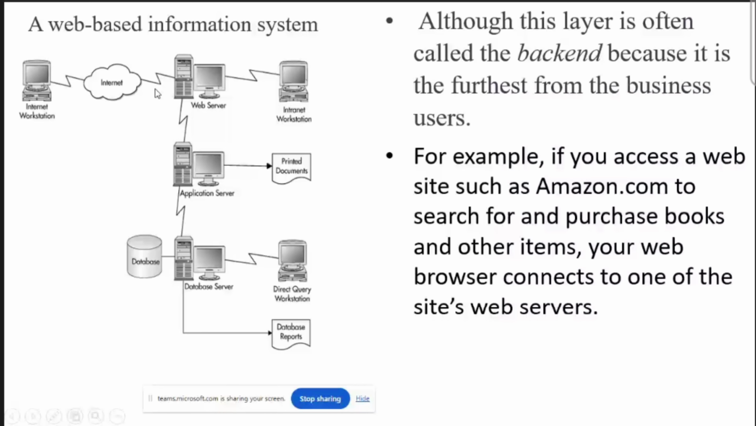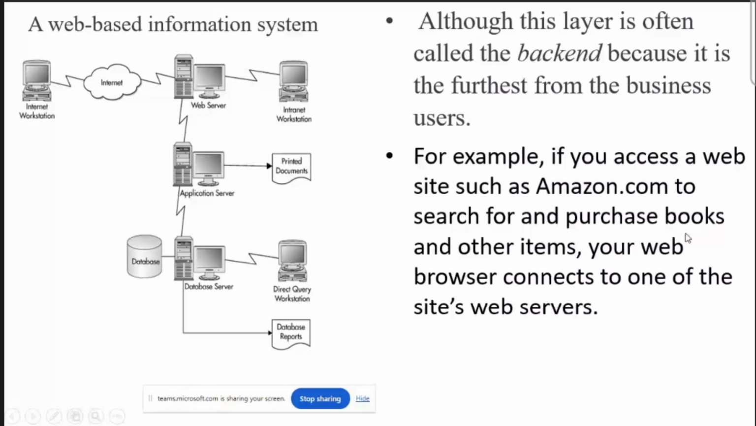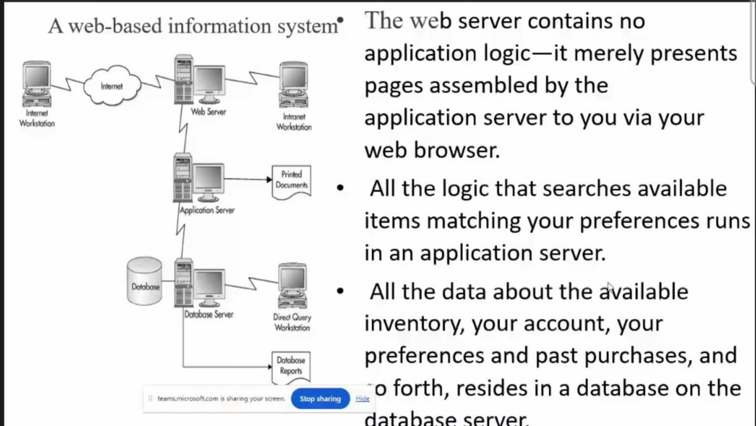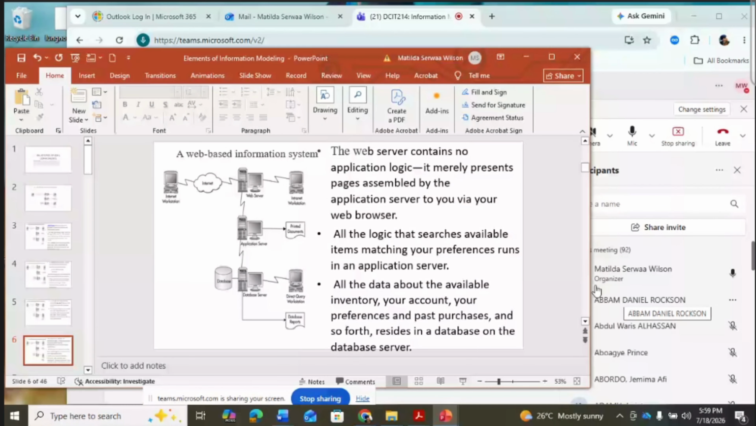So every detail of Amazon.com is on the application server, which connects through the web server. So your web browser connects to one of the sites, which is the web server. Then the web server, okay, the web server contains no application logic. It merely presents pages assembled by the application server from Amazon.com via the web browser to you on your workstation here. So that is how it behaves.